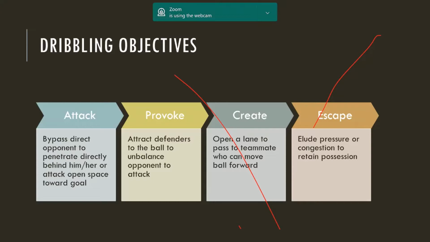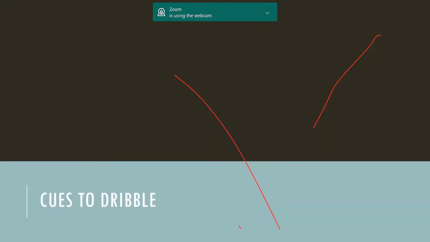So we're going to look at some videos shortly, and that's what I want you to be thinking of. The first thing when you watch every single video, and you can respond in chat: what in that video clip is the player trying to do? Are they trying to attack? Are they trying to attract or provoke? Are they trying to create? Or are they trying to escape? That'll be the first thing that we want you to answer when we go through each video clip.